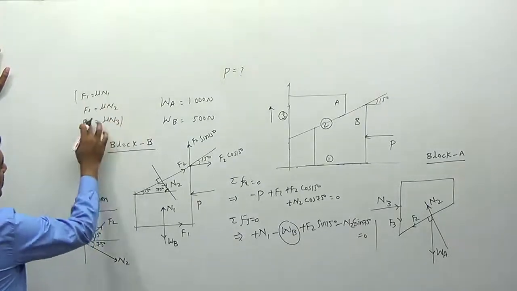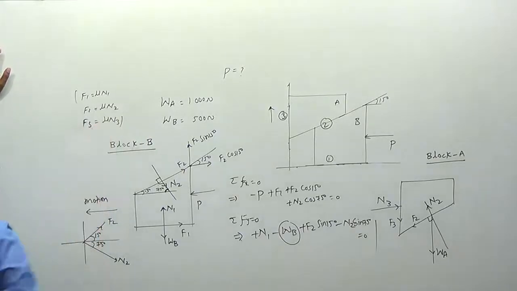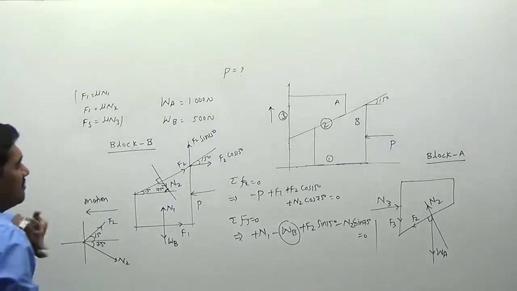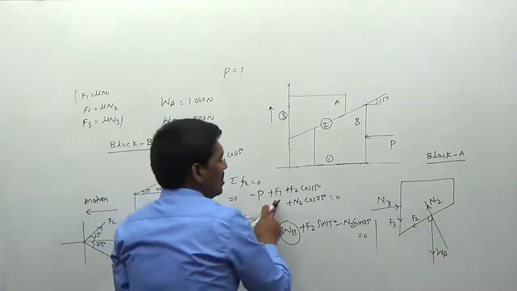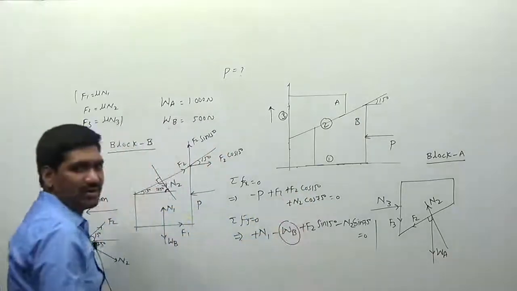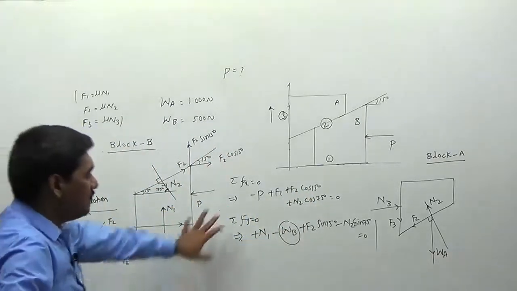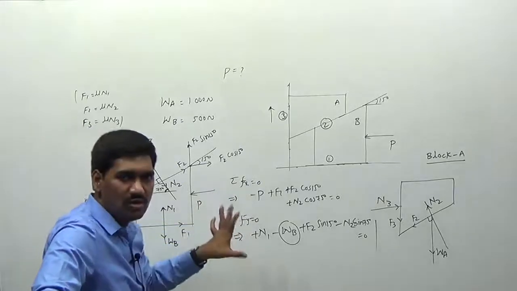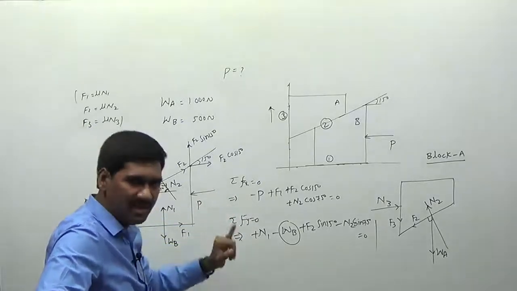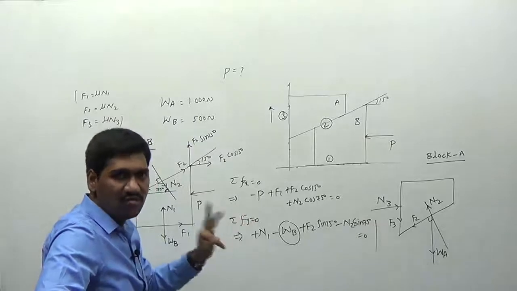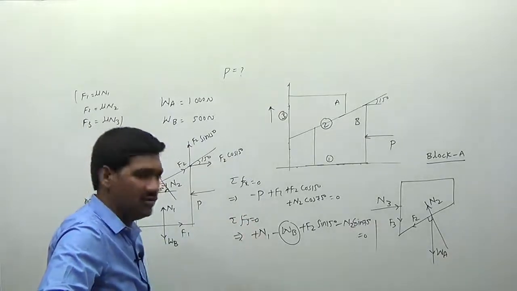So these are called the equations of equilibrium, these are the frictions here. So therefore I can write F1 is equal to mu N1, F2 equal to mu N2, and if you solve you can determine the values of N1 and N2 here. But by using these two equations we cannot solve the 3 unknowns. The unknowns are P, N1 and N2. Therefore we need some other equations to determine the values.